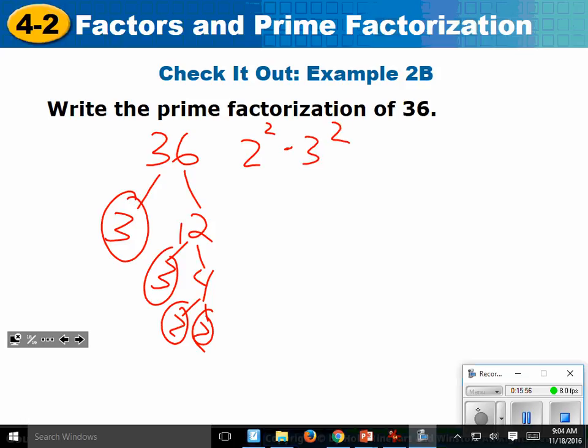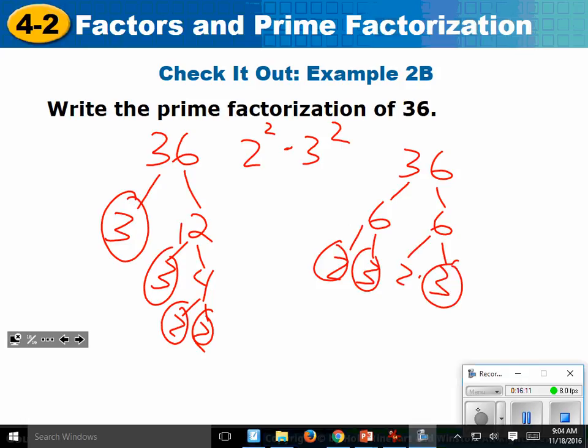And that works. I had other people do this, 36, and you went 6 times 6. Both of those numbers, when multiplied, equal 36. So this is 2 times 3, and this is 2 times 3. Okay? Either way, it doesn't matter what numbers you choose, you will still end up at the bottom of this with your prime factorization.